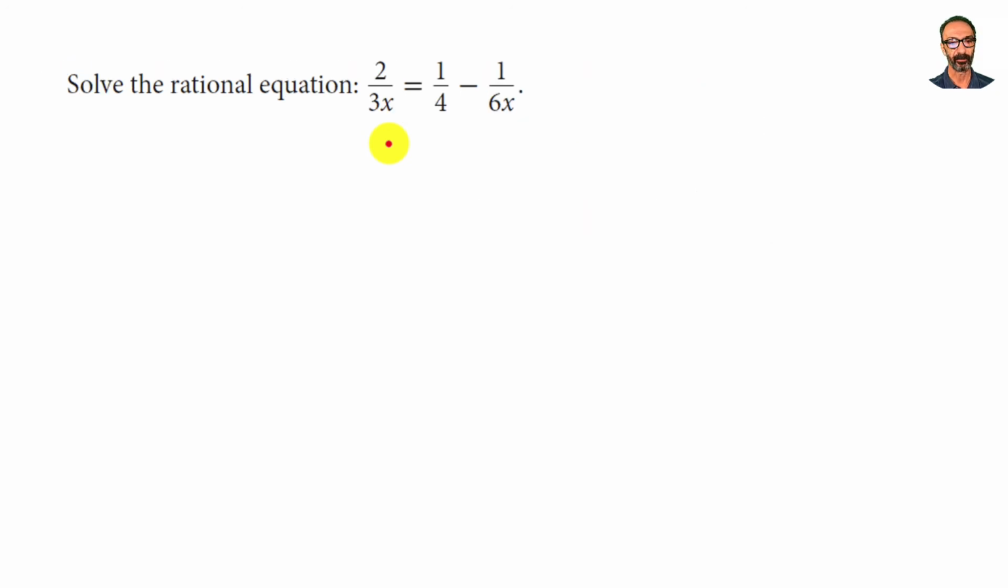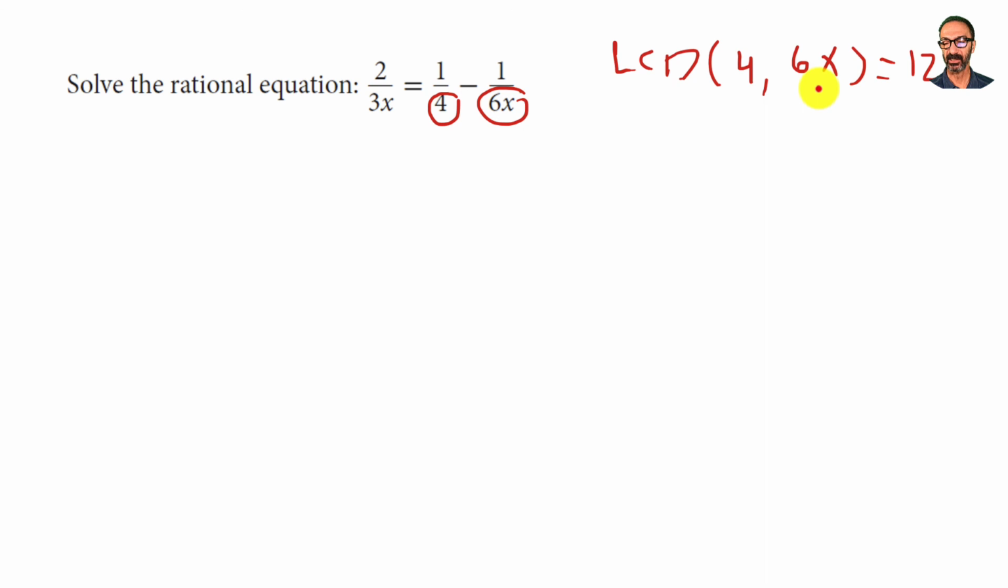Let's take another one. In this case right here, we're looking at rational equations. If you look at this 4 and if you look at this 6x, the LCD between 4 and 6x is 12x. 12x divided by 6x is 2. 12x divided by 4 is 3x.